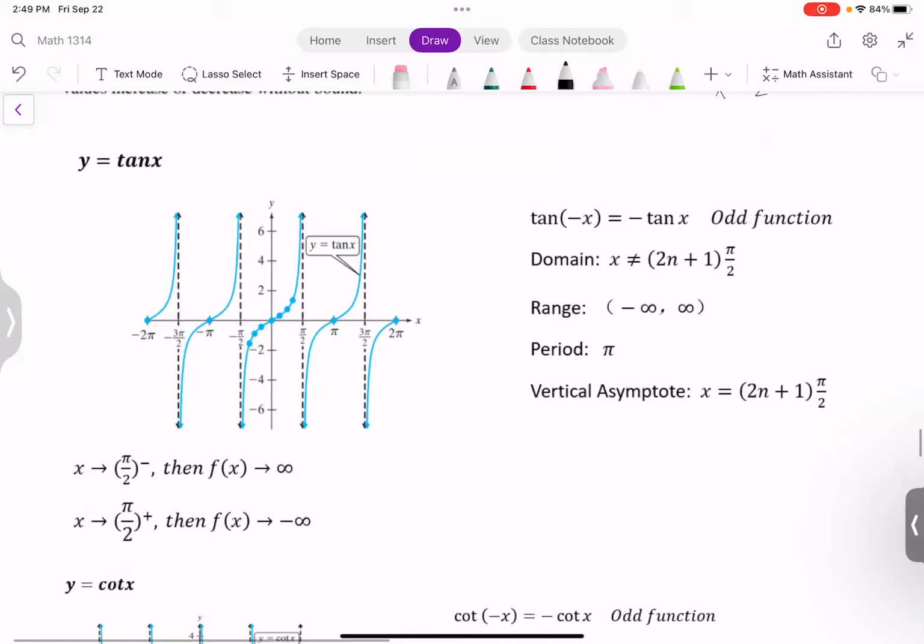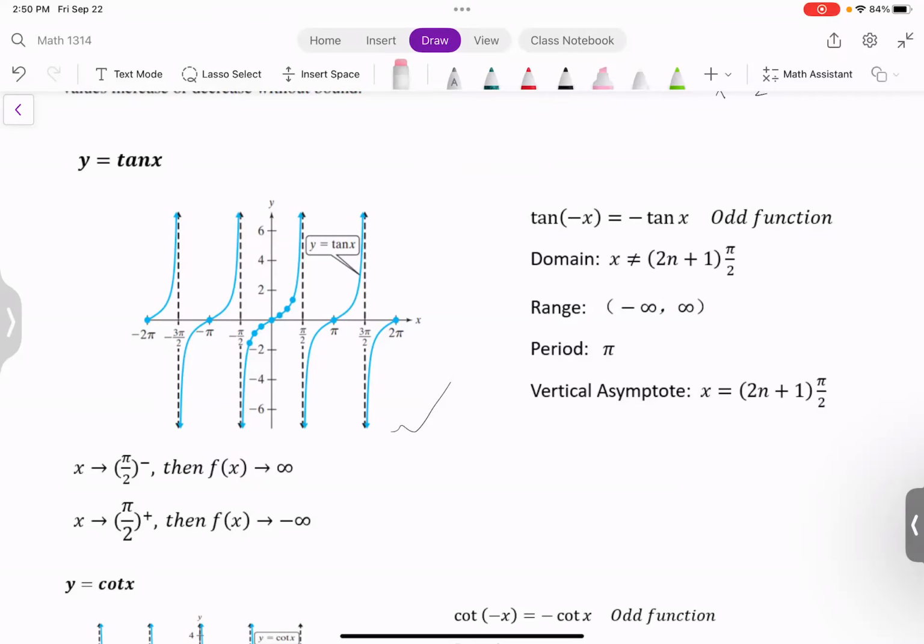If I have a table, I can list the value of x and the value of tangent. For example, I have negative pi, negative 3 pi over 4, and negative half pi, and then find all the tangent values. And also we have a lot of positive angles and find the tangent values. Graphing, I get an image like this. So this is the graph of tangent x.